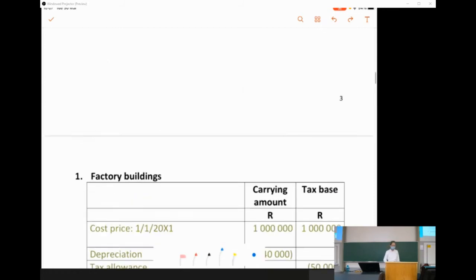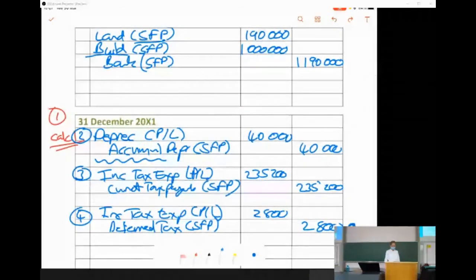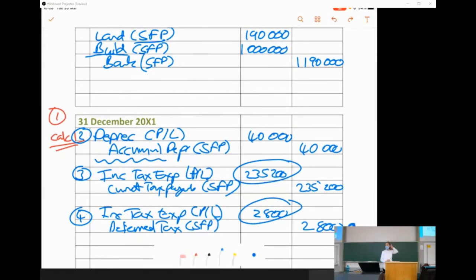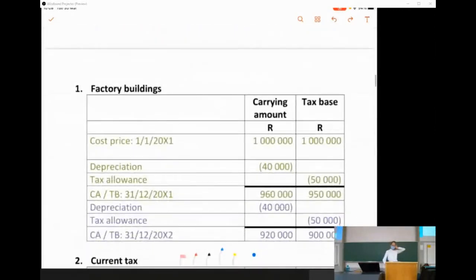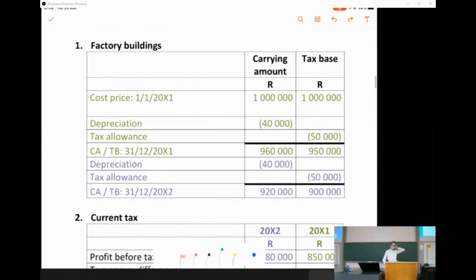Can you combine journals 3 and 4? You can. You can do that. But remember, you are going to have to disclose the 235,200 and the 2,800 separately in your income tax expense note. But you are welcome to combine that. Okay. Good. So now we go to year 2.